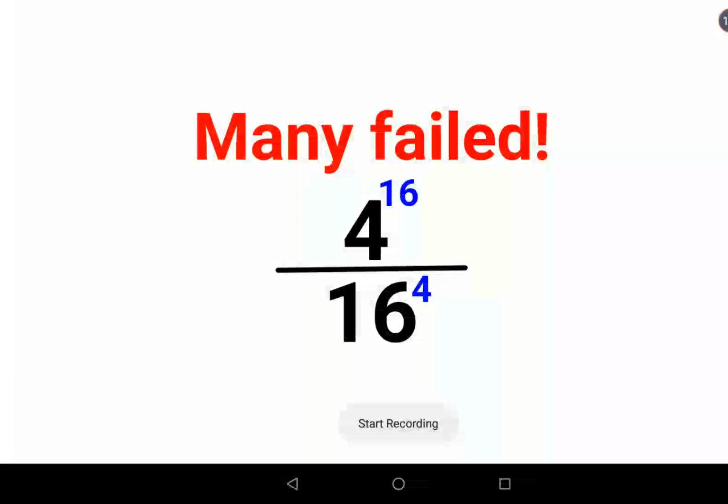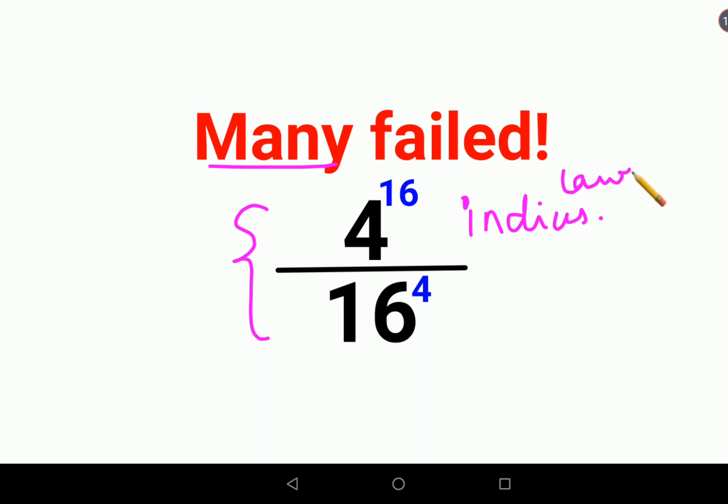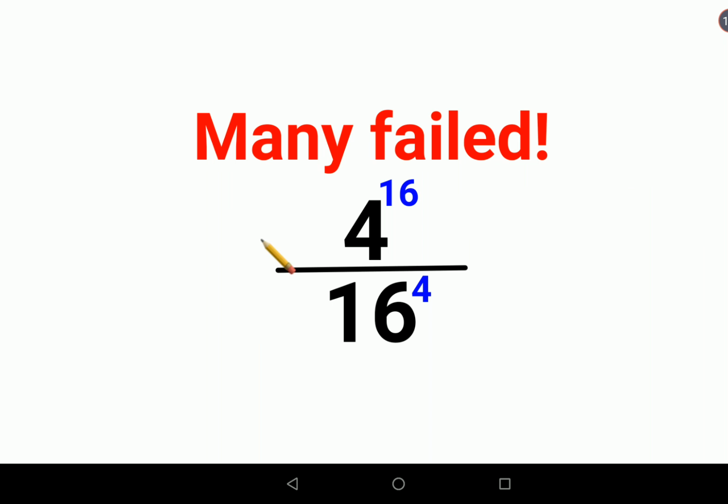Welcome everyone. So yes, many people failed while solving this kind of question. What happens here is that if you don't have sound knowledge of indices, or rather the laws of indices, then you might end up making great mistakes while solving these kinds of sums. So let's try and use the laws of indices, at least the ones which are going to be very helpful for us to solve these kinds of questions.